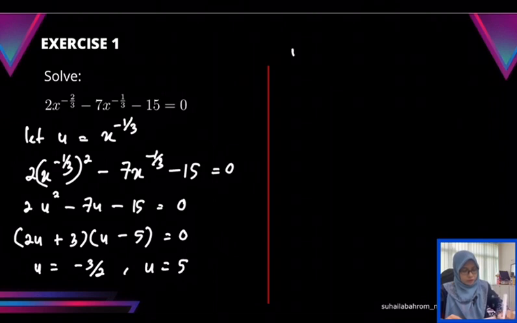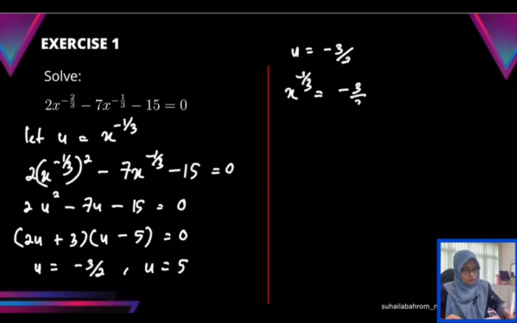So for u equivalent to negative 3 over 2, our x power of negative 1 over 3 is equivalent to negative 3 over 2. So we can put this one as 1 over x power of 1 over 3 is equivalent to negative 3 over 2.